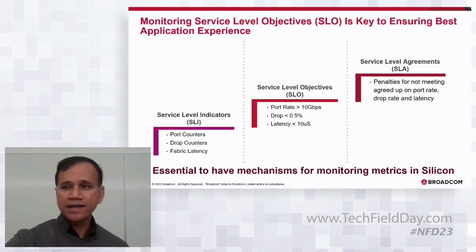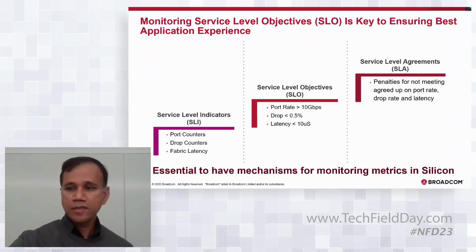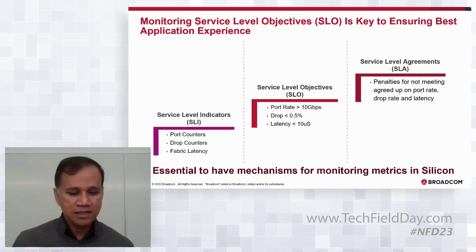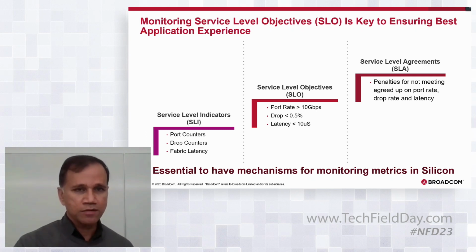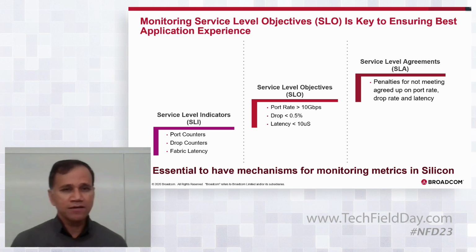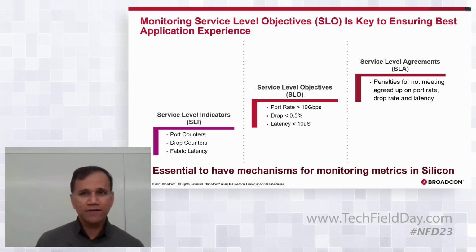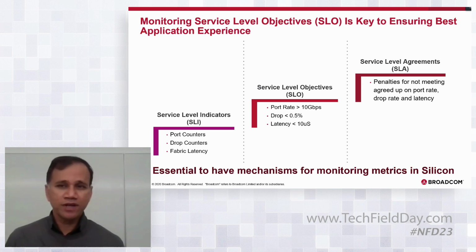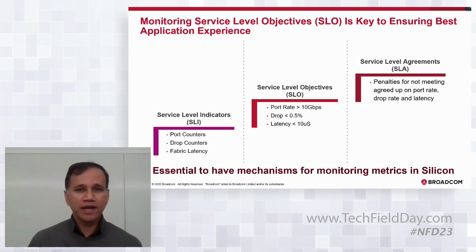With that, let me move on to the next one: monitoring. I'll take some examples here and talk about how this is going to play out. We said earlier you want a service level indicator. Commonly you may pick a port counter, like how much data I am offering, drop counters, and fabric latency. These are the important indicators of an application, so you pick them and say, here are my indicators. Then when you move on to the objectives, you put numbers with each one of those indicators.